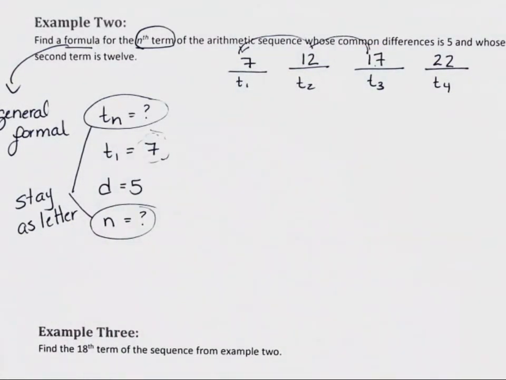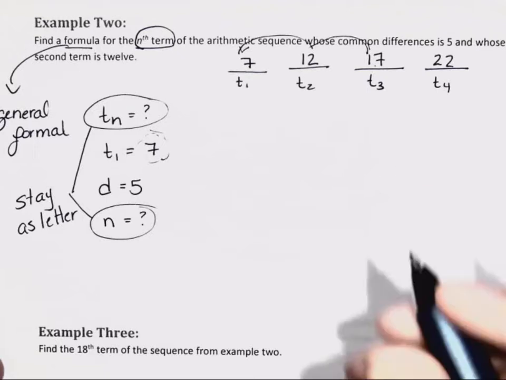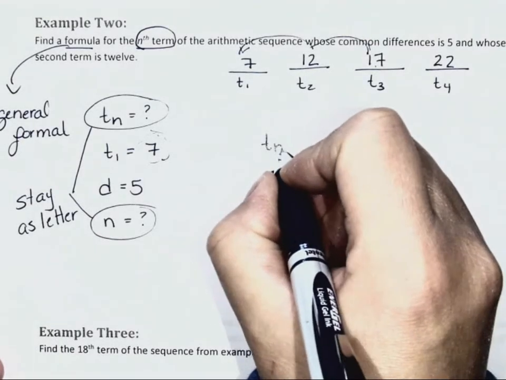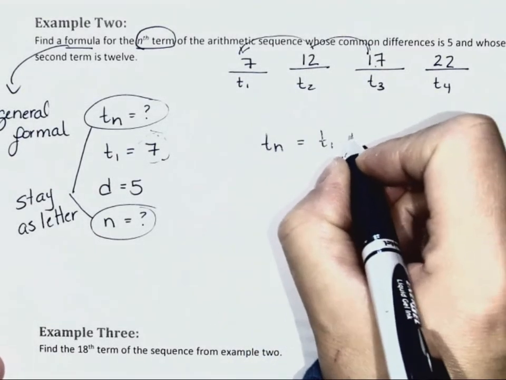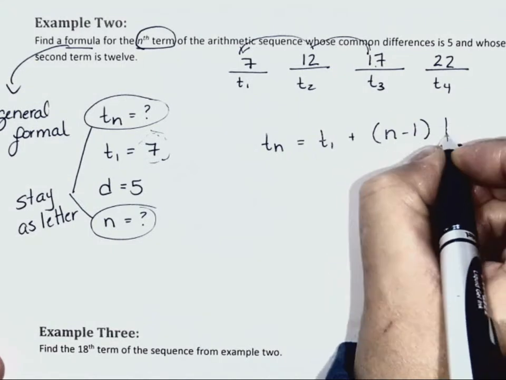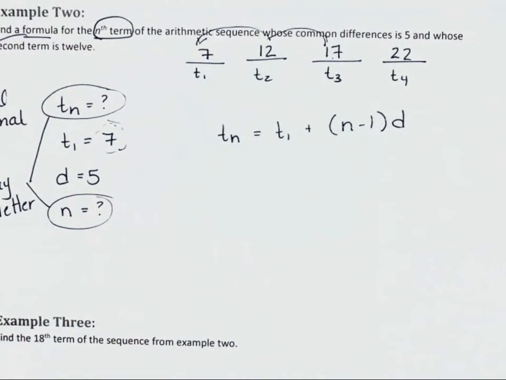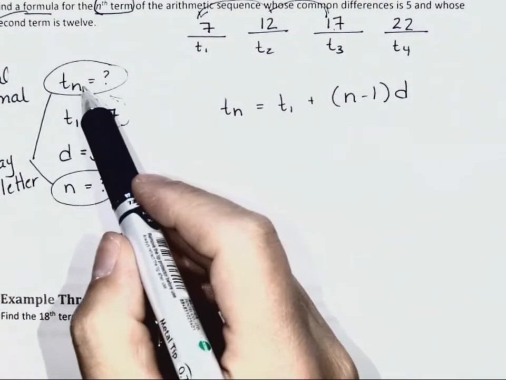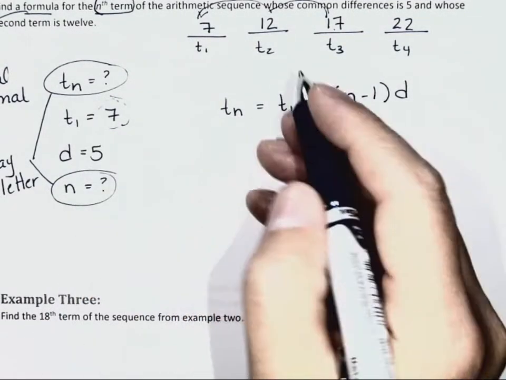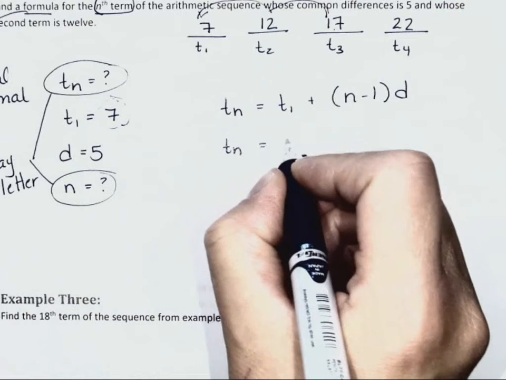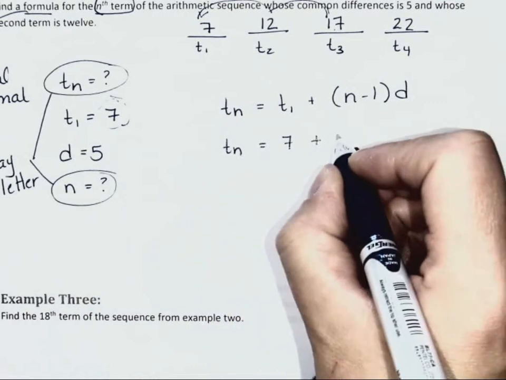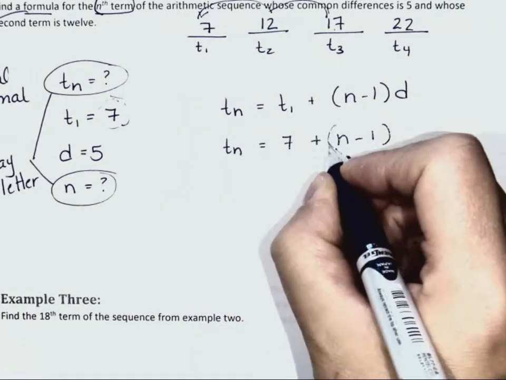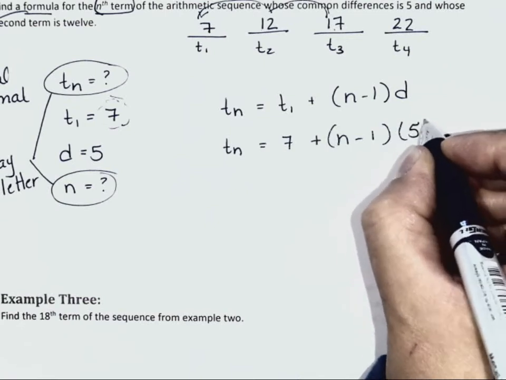So I had to do some thinking. I like this unit because it makes me think, it makes me problem solve, and I get better at doing my order of operations. So I'm going to use my formula. Tn equals T1 plus n minus 1 times d. And again, I like to always write down the formula for me. It helps me remember. Remember that Tn is going to stay a letter, so we're going to leave that. Tn equals 7 plus n minus 1 times 5.